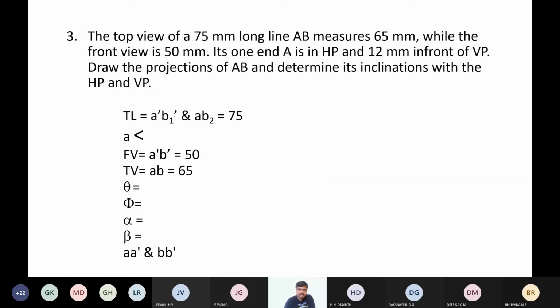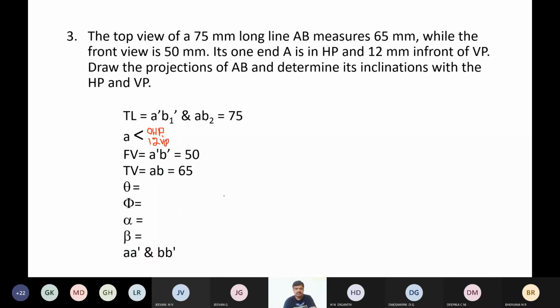It is in HP, which means 0 mm from HP. Next, 12 mm in front of VP, so from VP it is 12. So totally 3 data. Next, front view A dash B dash is 50, top view is 65. We don't know the inclination, and we also don't know the distance between the end projectors. With these 5 data we can find out all the remaining things.